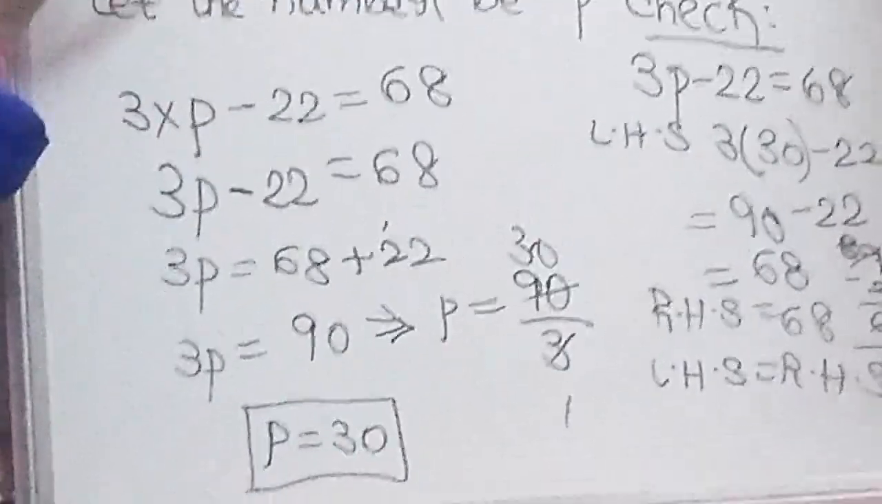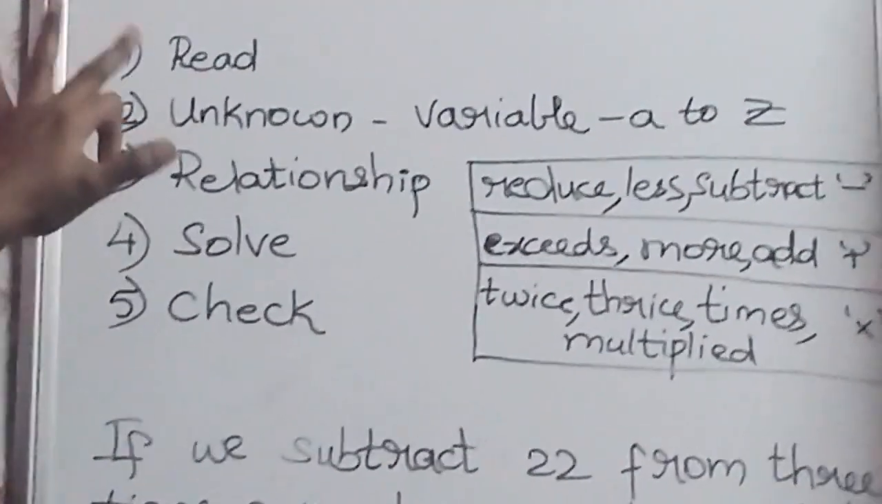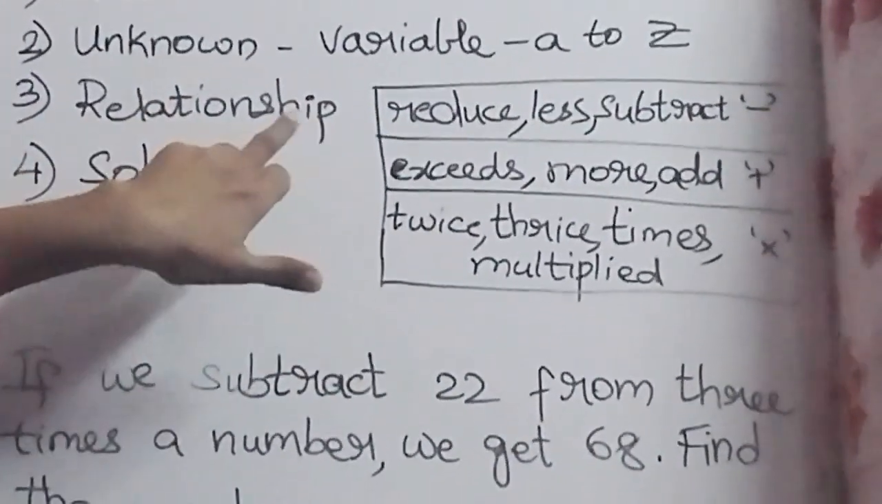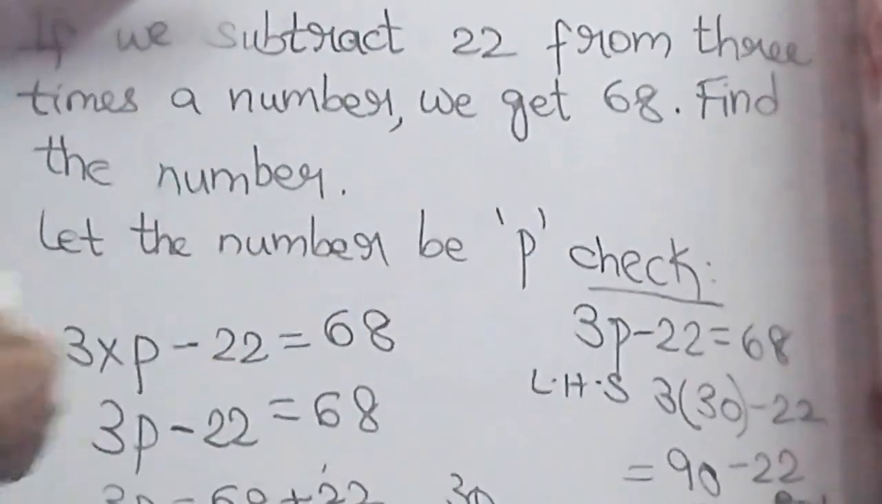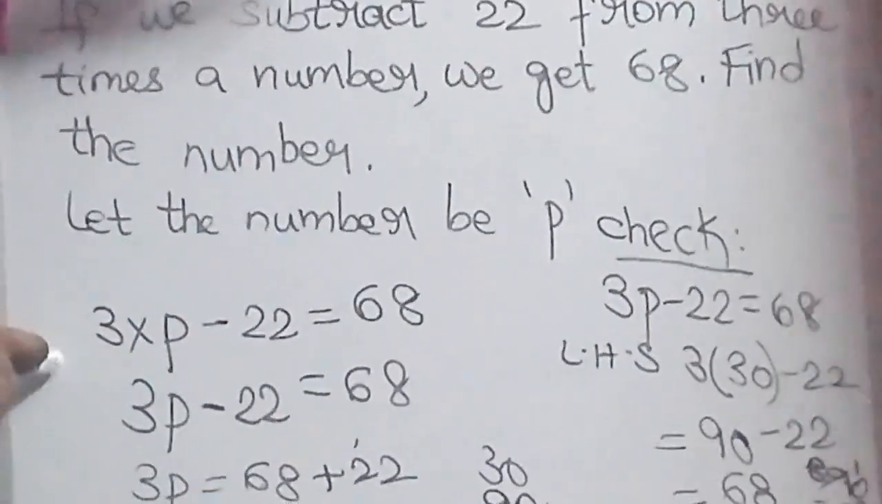This is correct. Now let us see whether we have followed all the steps. So first we read the question. Then we decided which one to be taken as the variable. Then we understood the relationship between the terms. We have written an algebraic equation.